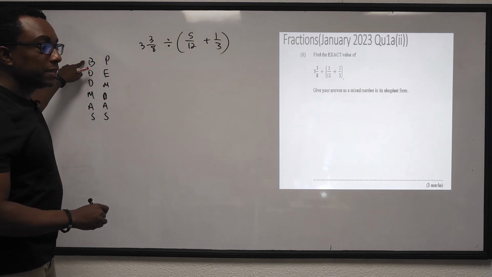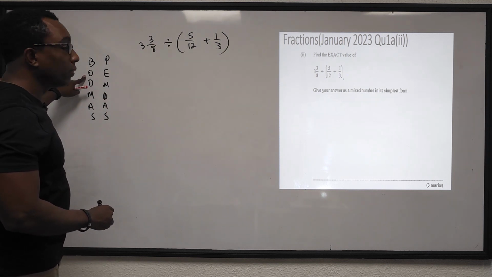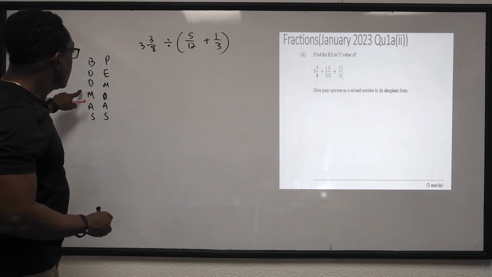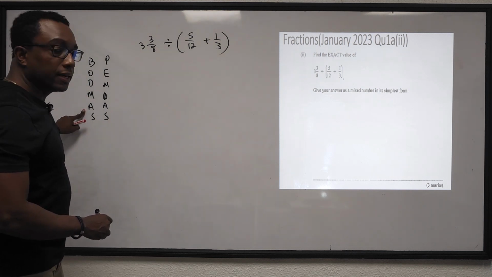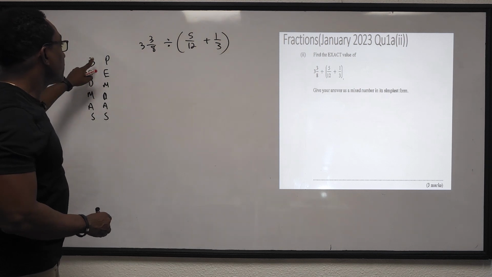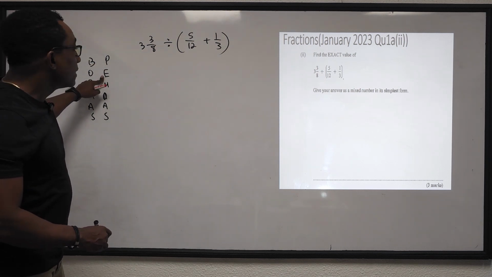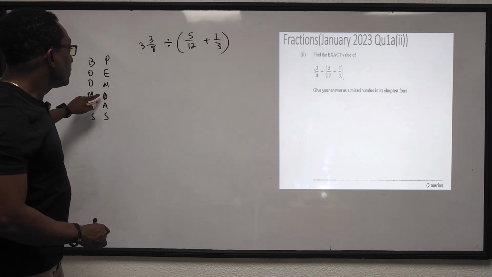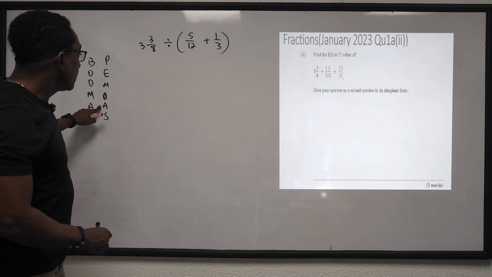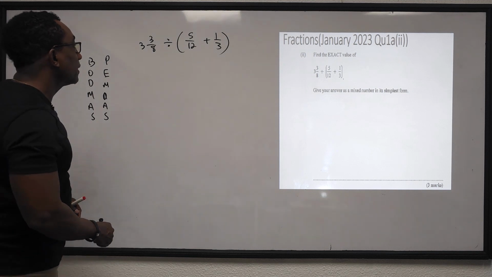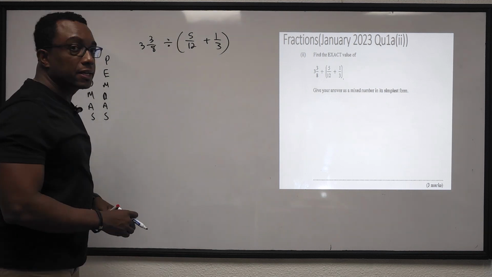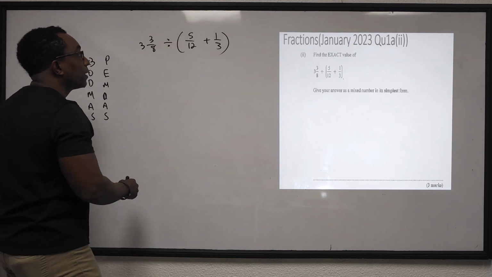If it's BODMAS, B stands for brackets, O means order, D means division, M is multiplication, A addition, S subtraction. If it's PEMDAS, P stands for parentheses, E represents exponents, M is multiplication, D division, A addition, S subtraction. So let's look at it. We're going to start off with our brackets or parentheses, so we're going to work what's in brackets.